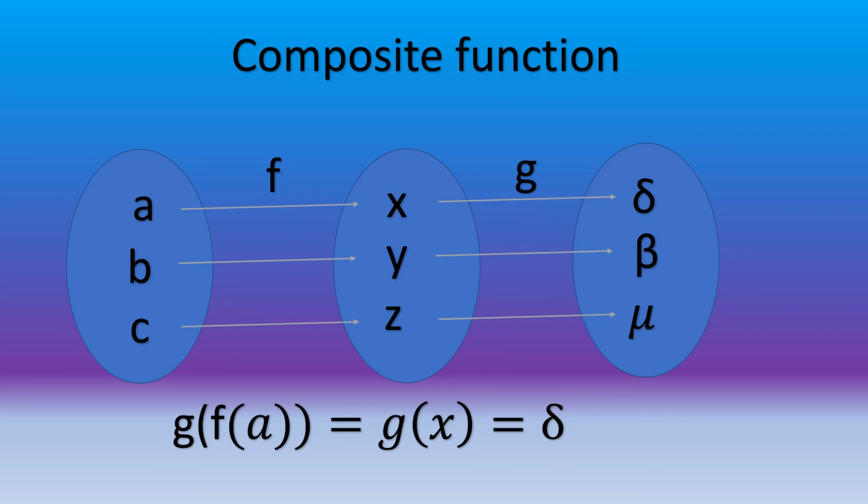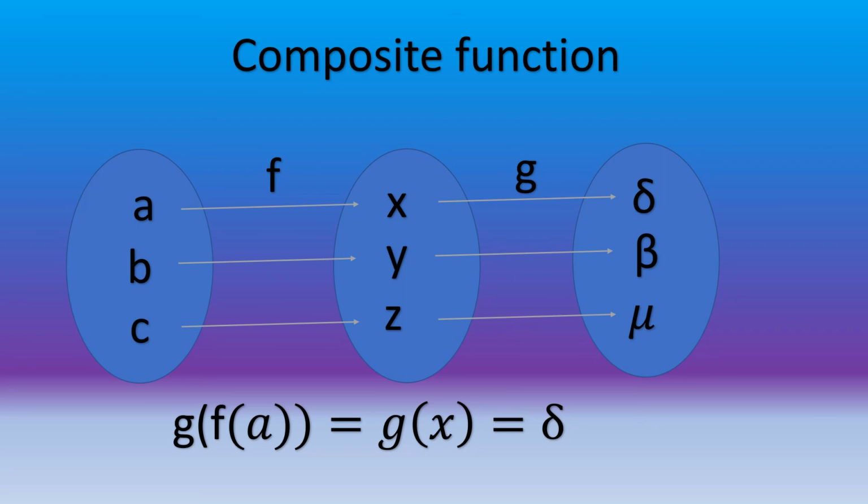And the thing about a composite function is it just binds these two functions, f and g, together. So let's talk about this equation, which appeared on the bottom of the screen. So f acting on a brings us to x, as we can see via the white arrow, and then g acting on the output of f acting on a, so g acting on x, then brings us to delta, again via the white arrow, and so g acting on f of a equals delta.